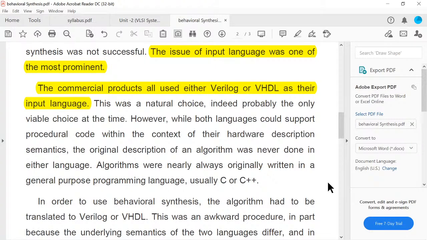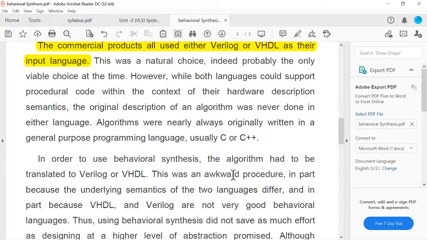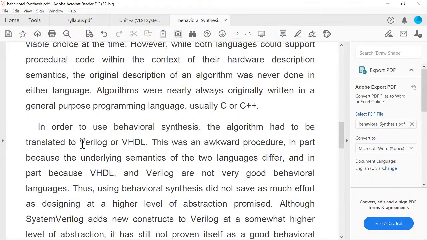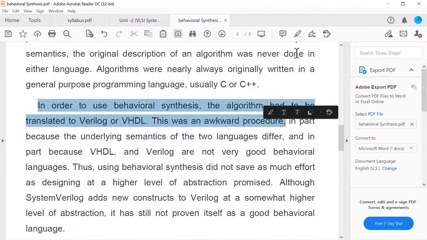So what do we do if we do behavioral synthesis at that time? For behavioral synthesis, first we implement our designer's demand in the form of C or C++ language. We implement the algorithm in the form of C++ language. Then later on we convert the algorithm that is written in C or C++ into the form of VHDL or Verilog language. So this is a very awkward procedure. That's why the designers are not using behavioral synthesis.